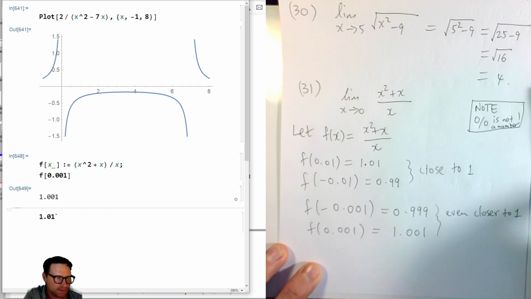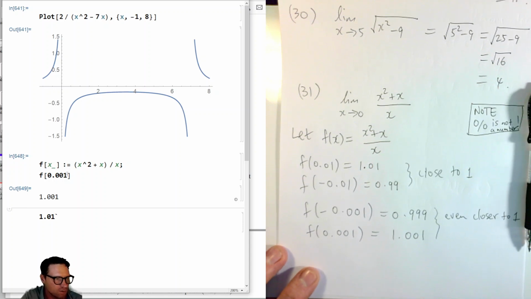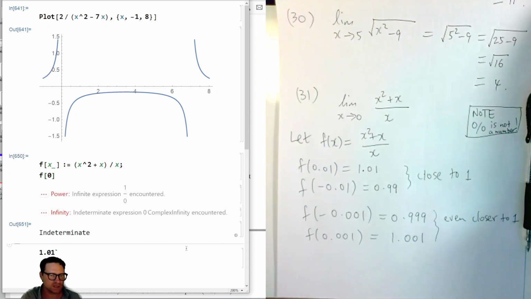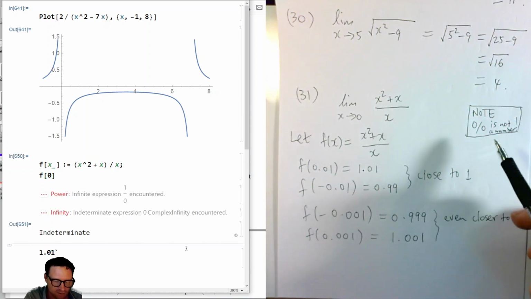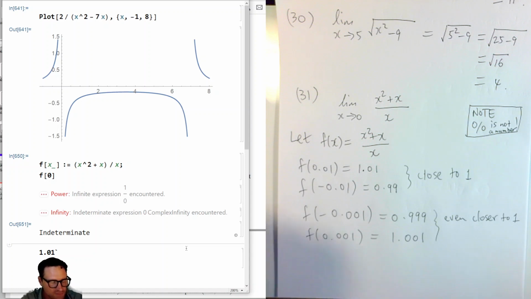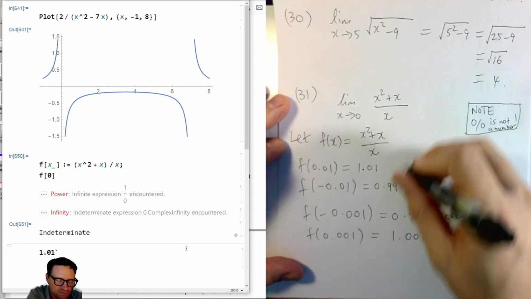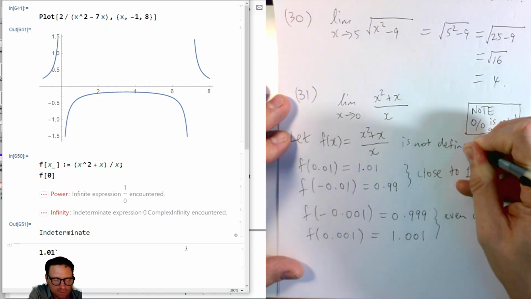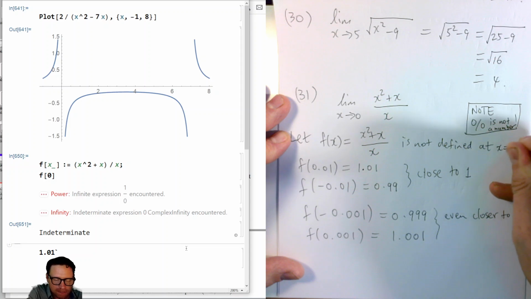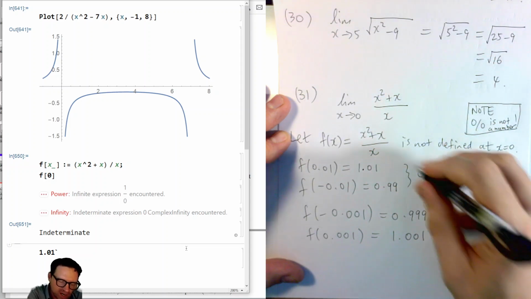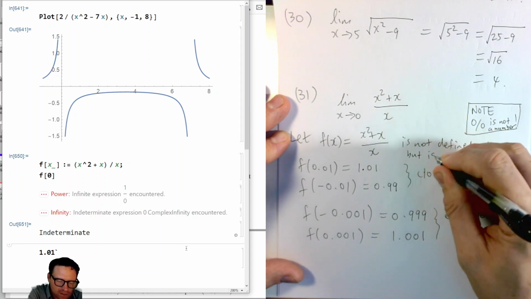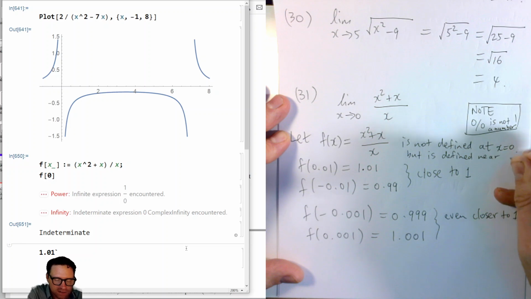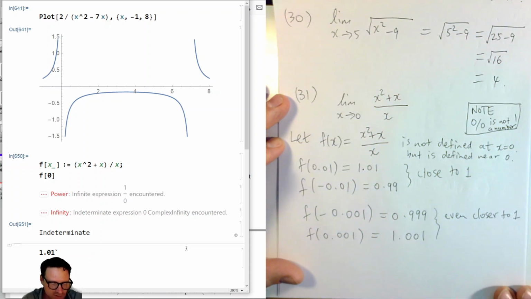Okay, can I just put in 0? Let's see if Mathematica knows what to do. You see it complains about that because it gets 0 over 0, which is not defined. So the function is not defined at 0. Not defined at x equals 0, but is defined near 0. And that's what the limit asks you to calculate.